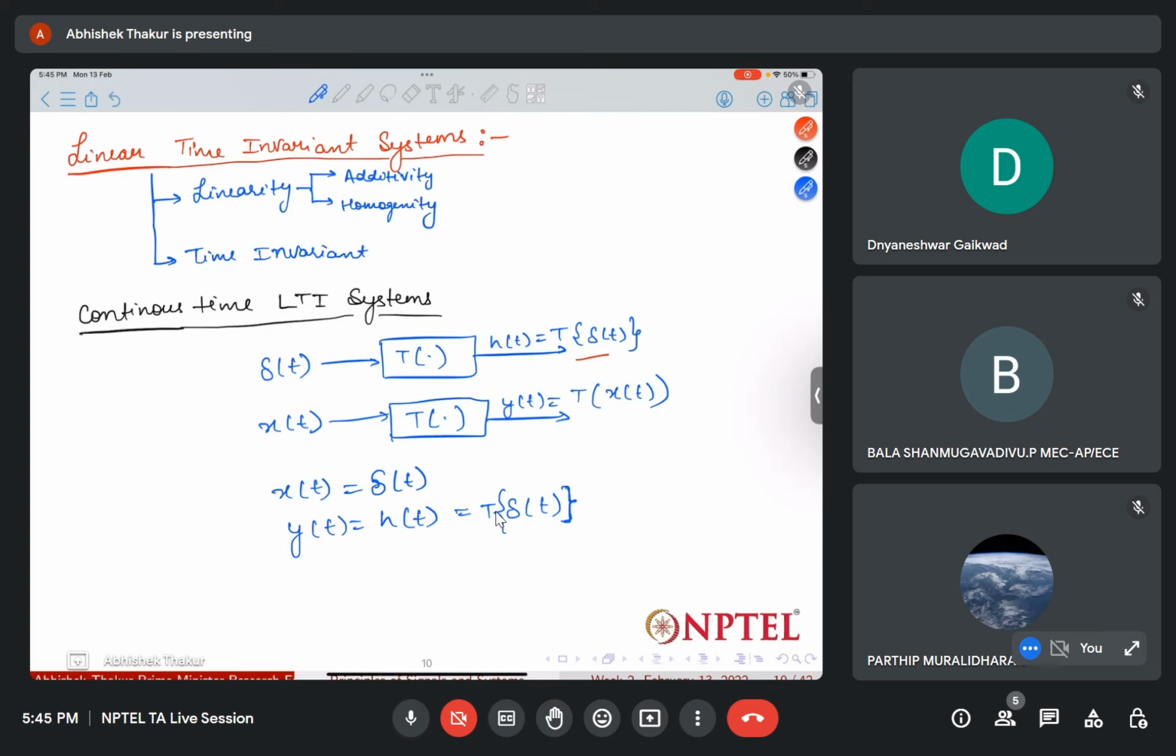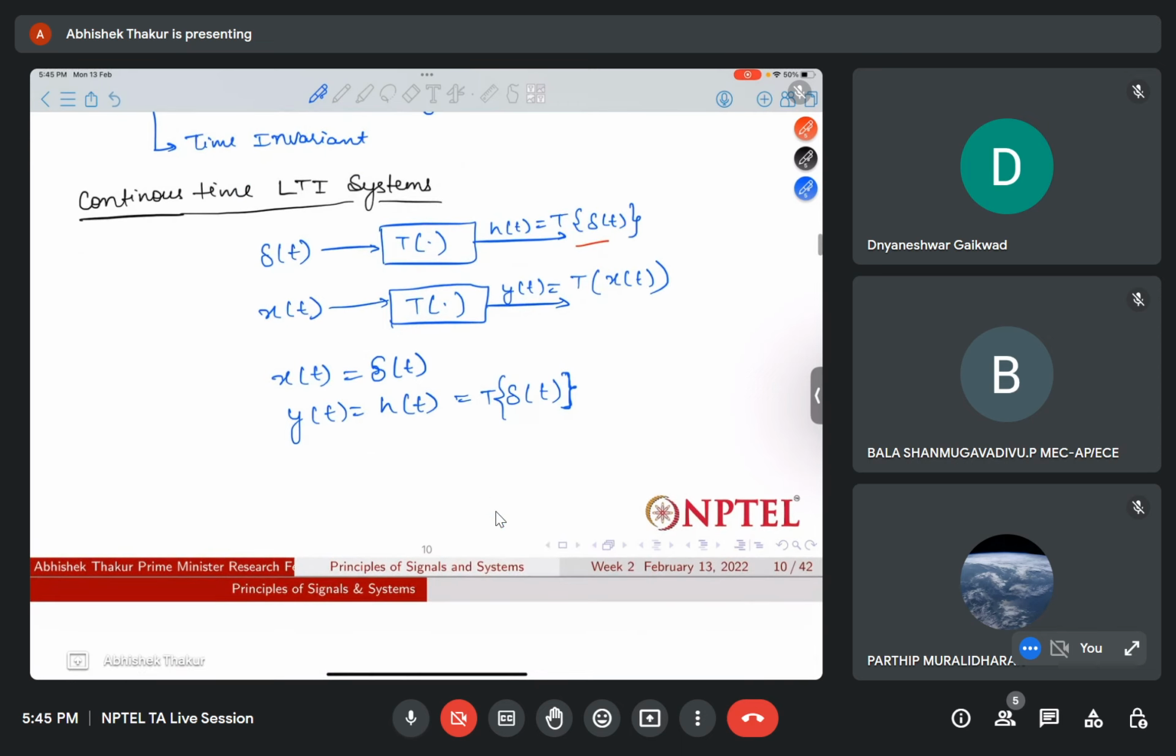Okay, now we will use the shifting property. Any signal can be produced as a combination of weighted and shifted impulses. We have already studied in the last lecture that any function xt is given as the integral of x tau del t minus tau d tau. So this is the shifting property of the impulse function.